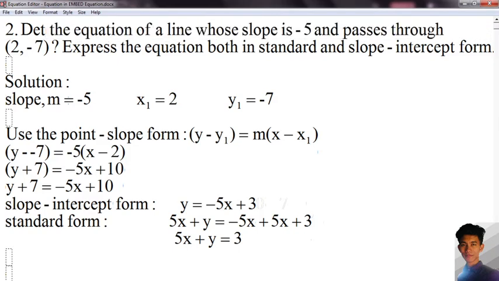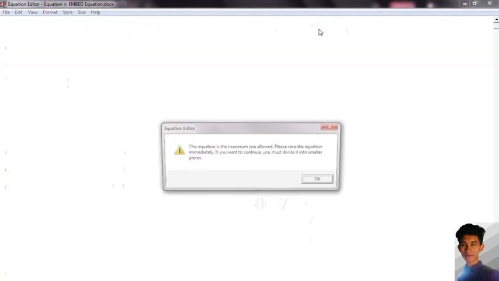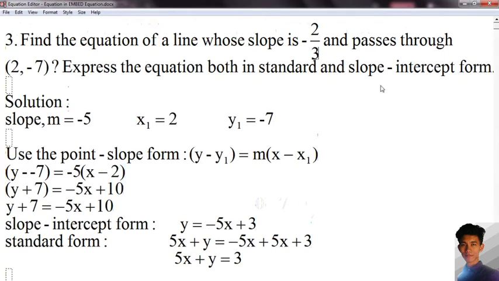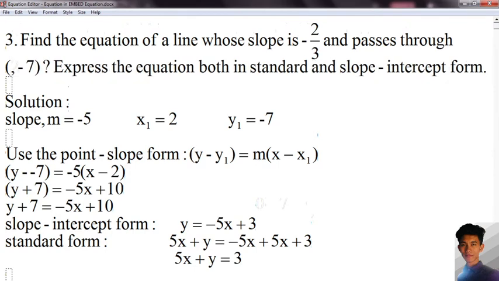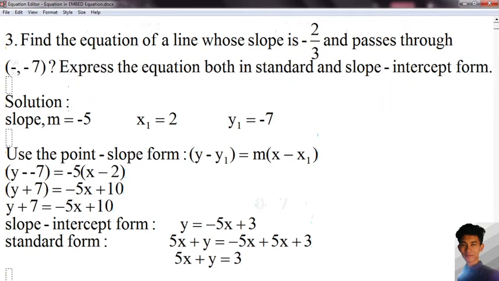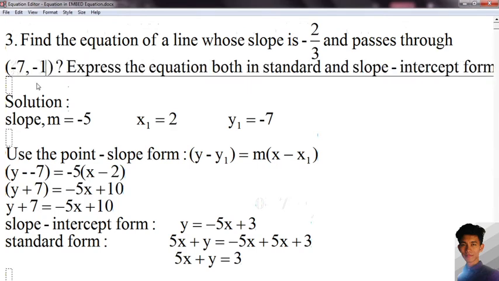Okay, so palitan natin iba-iba. So, find naman to find. So, find the equation of a line whose slope is, lagyan natin ng fraction, no? Ang slope niya daw ay negative 2/3 and passes through, saan siya dumadaan, for example, dadaan siya sa 4 and gawin natin negative pareho, no? So, negative, save na natin yung pinakamahirap, no? Negative 7, negative 1. So, express the equation both in standard and slope-intercept form.